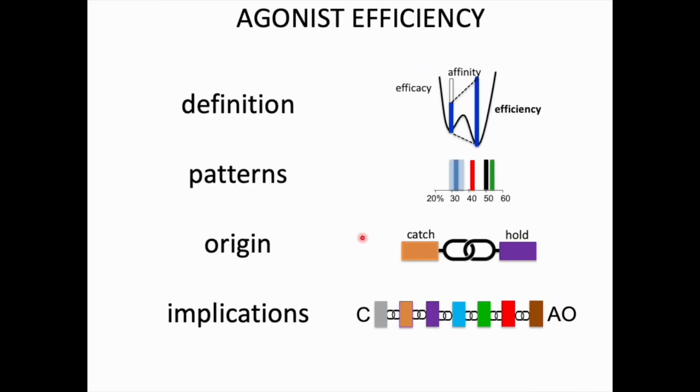So that's the end of the pamphlet on agonist efficiency. We did a definition. We defined efficiency. We described some patterns. We proposed a linear free energy relationship between catch and hold, between binding and gating. And we extended this linear free energy relationship throughout the gating isomerization.